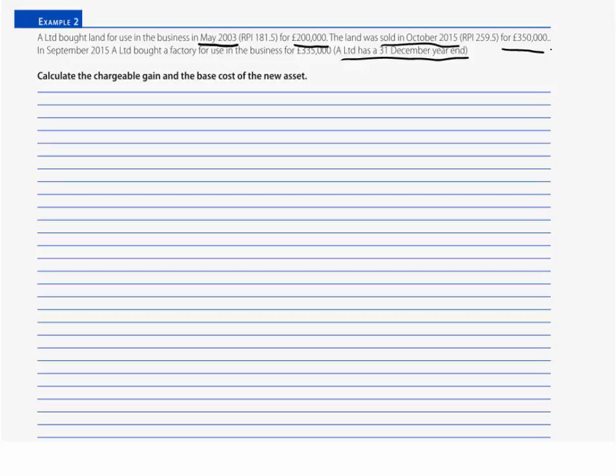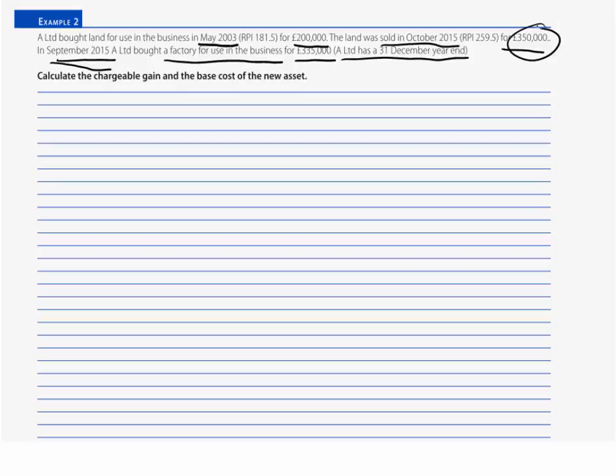We sold for 350,000. But we're then told that a deferral will be available because in September 2015 there, now the land was sold in October and we had bought in September 15, i.e. within 12 months prior to the disposal date. Bought a factory for use in the business for £335,000. Now that again should tell you what this issue is.